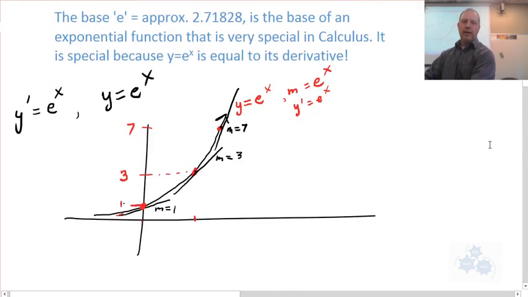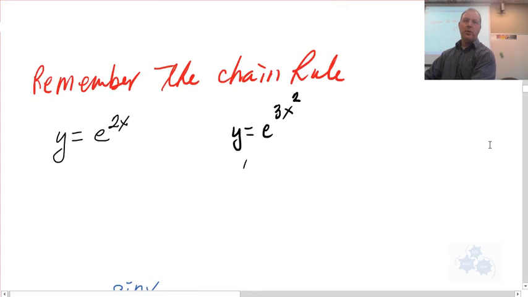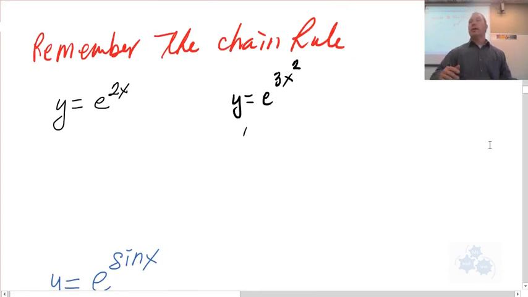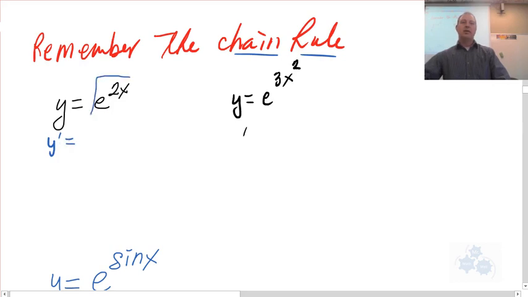Now, when we're working with this, like I said, e to the power of 2x is actually pretty easy to take the derivative of. All we have to do is remember the chain rule. So if you have y equals e to the power of 2x, then you want to find y prime with respect to x. Well, it's just the exact same thing multiplied by the derivative of the inner function. y prime is 2e to the 2x. That's it.